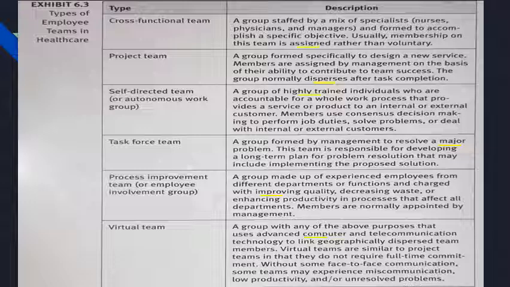In a process improvement team, or employee involved group, this is a group made up of experienced employees from different departments or functions and charged with improving quality, decreasing waste, or enhancing productivity in processes that affect the departments. The members are usually appointed by the management. The virtual team, on the other hand, is a group of any of the above purposes that uses advanced computer and telecommunications technology to link geographically dispersed team members.